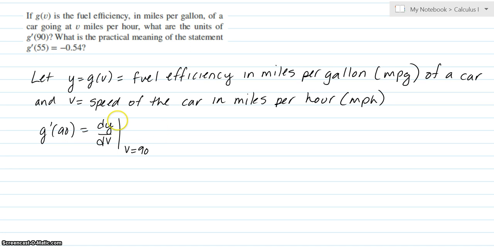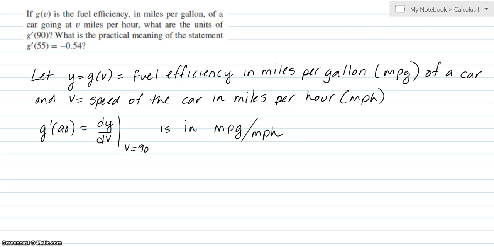And what's this going to be? Well, they didn't give us a value here, so they just asked for the units. So the units are going to be miles per gallon per miles per hour. It's a lot of rate of change here. You can actually manipulate this and reduce it if you want to, but this is going to be more useful to us in our practical meaning. So I'm just going to leave it like this. That is the answer.